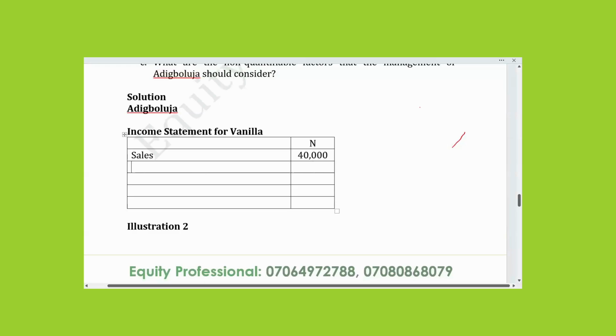Next item will then be relevant costs. We compare the sales with the relevant costs of making vanilla. All the costs that will be attributable to the production of vanilla should be considered: direct material, direct labor, direct expenses, variable production overhead, opportunity cost, incremental cost, direct cost, attributable cost, specific fixed cost. Any costs that are directly attributable to the production of vanilla should be considered. Only the relevant cost should be considered.